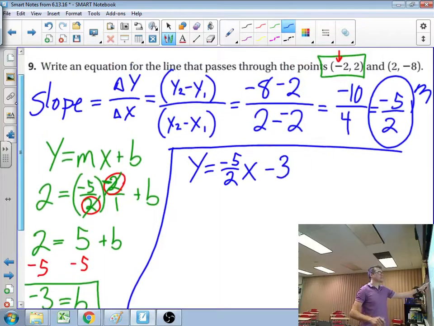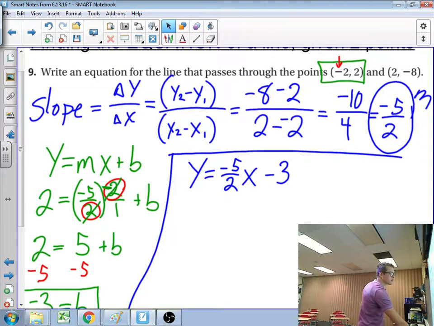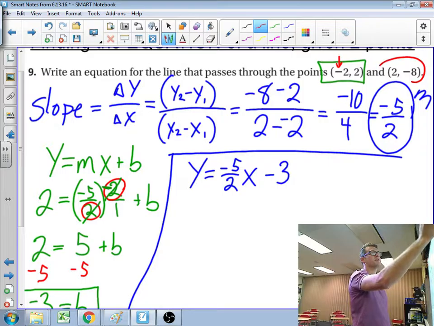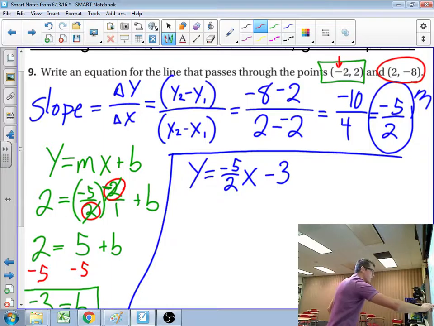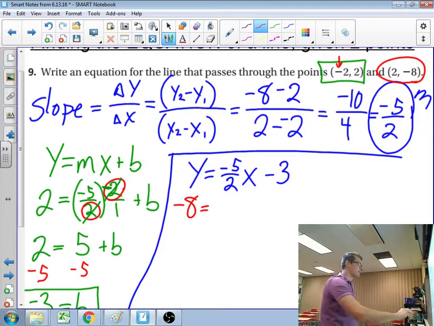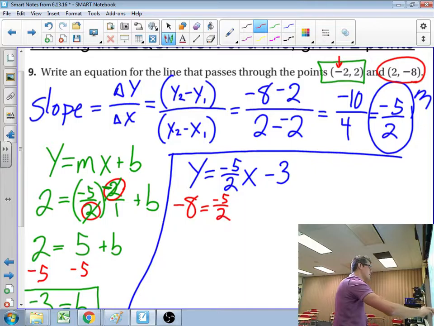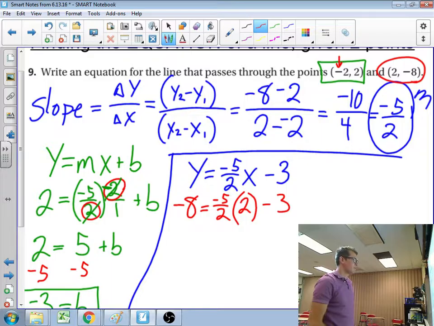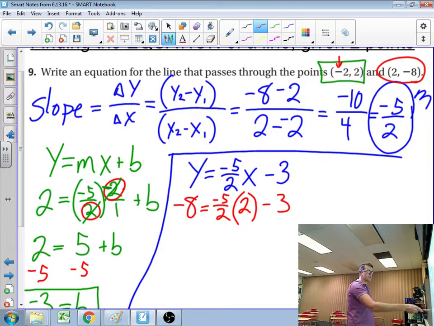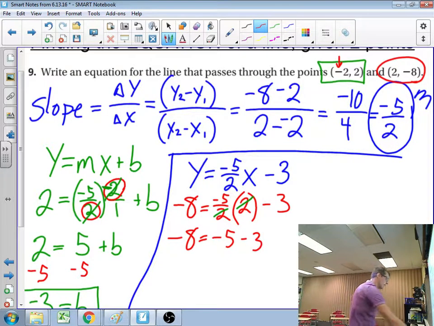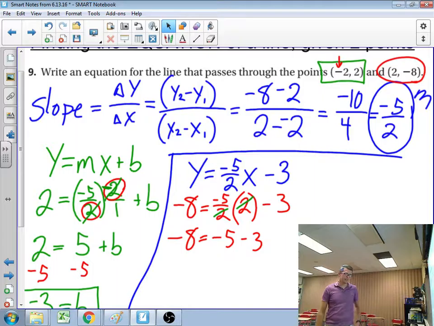And then to check if the work that you've done is right, take one of your other points that you know, which for this situation we only know one other point, and plug those values in and see, does this work? So does negative 8 equal negative 5 over 2 times 2 minus 3? Well, we know that anytime I double something that has halves, these are going to cancel, so the times 2 and the division by 2 cancel each other. I get negative 8 equals negative 5 minus 3.